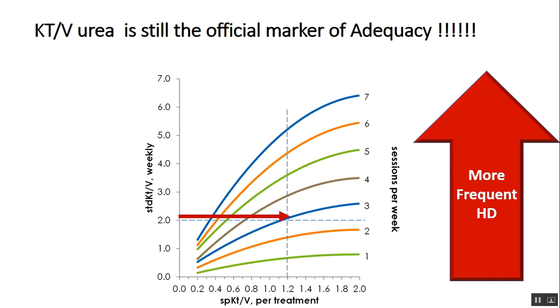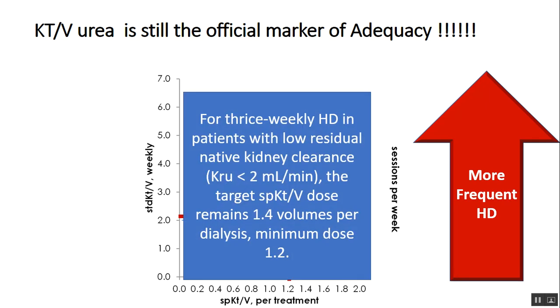The target is 2.2 for patients doing hemodialysis twice weekly and at least 1.3 KT over V per session for patients who are doing thrice weekly dialysis.